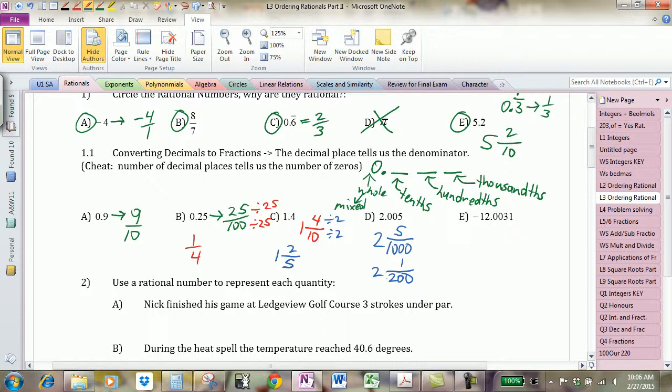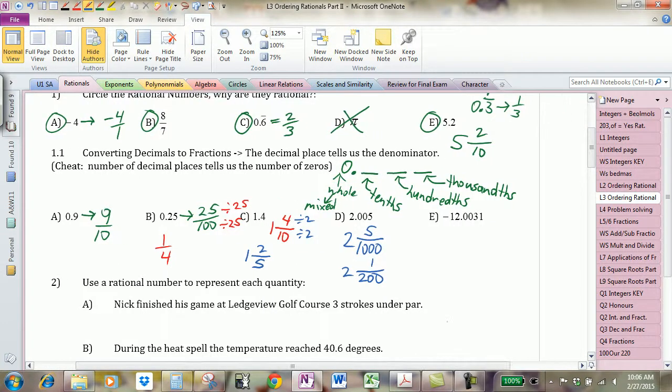E, who's got it? Hands up. Iqbal, redeem yourself. Yep. 31 over 10,000. Good. Can you reduce it at all? No. Okay. And 31's an odd number, so usually then you can't, but you should check. Okay? Any questions?